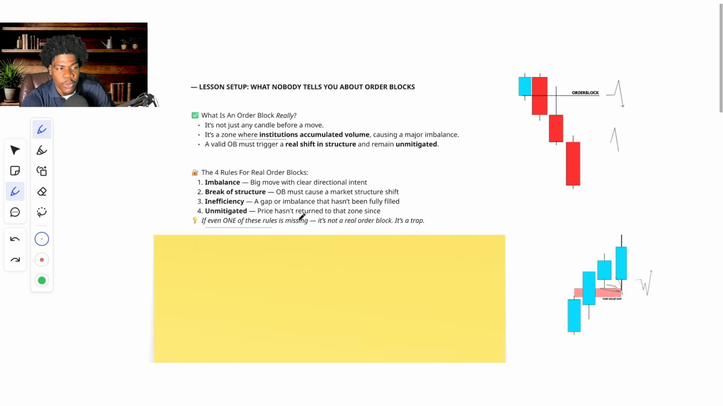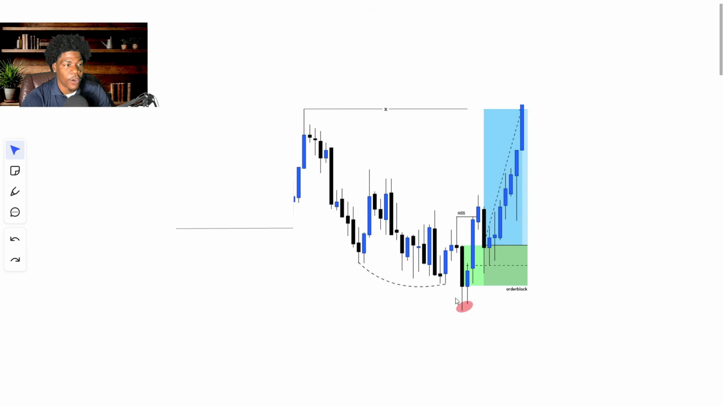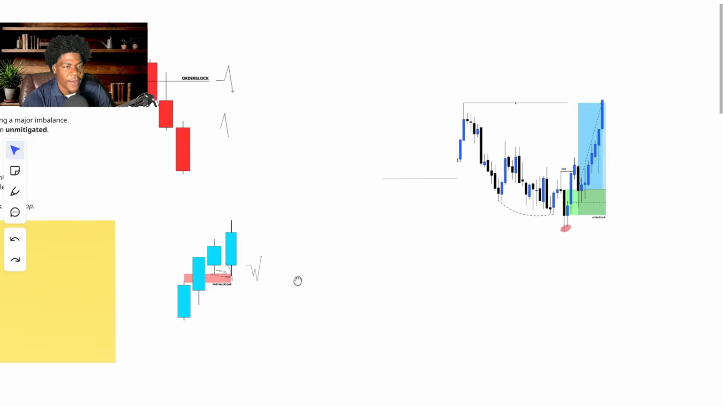Even if one of these rules is missing, it's not a real order block. I'm telling you, it's a trap. These 4 rules give us the great clue that gives us our order block. Once you bring it all together, you know what the order block means, you know what the fair value gap means.